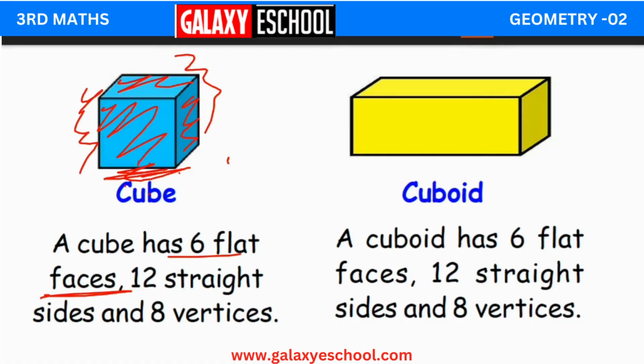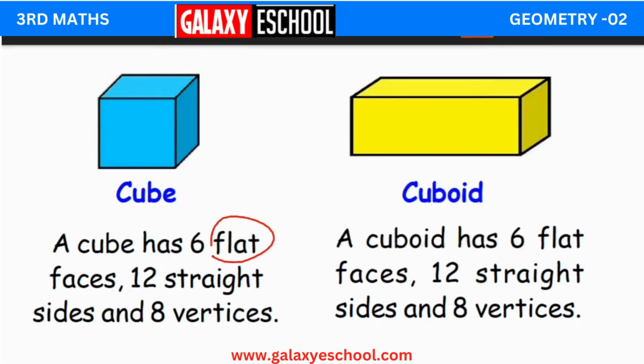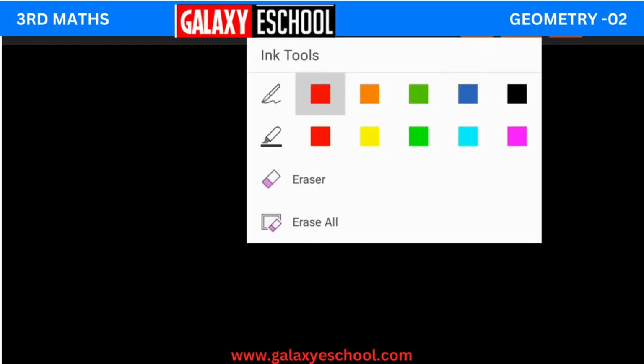A cube has 6 flat faces. Again, remember the word flat. What is flat? See, this is flat. When I push the object on the ground, it will slide. That means a cube has flat faces, and all 6 faces of the cube are flat. There are no curved faces. Yes, so our cube has 6 flat faces.